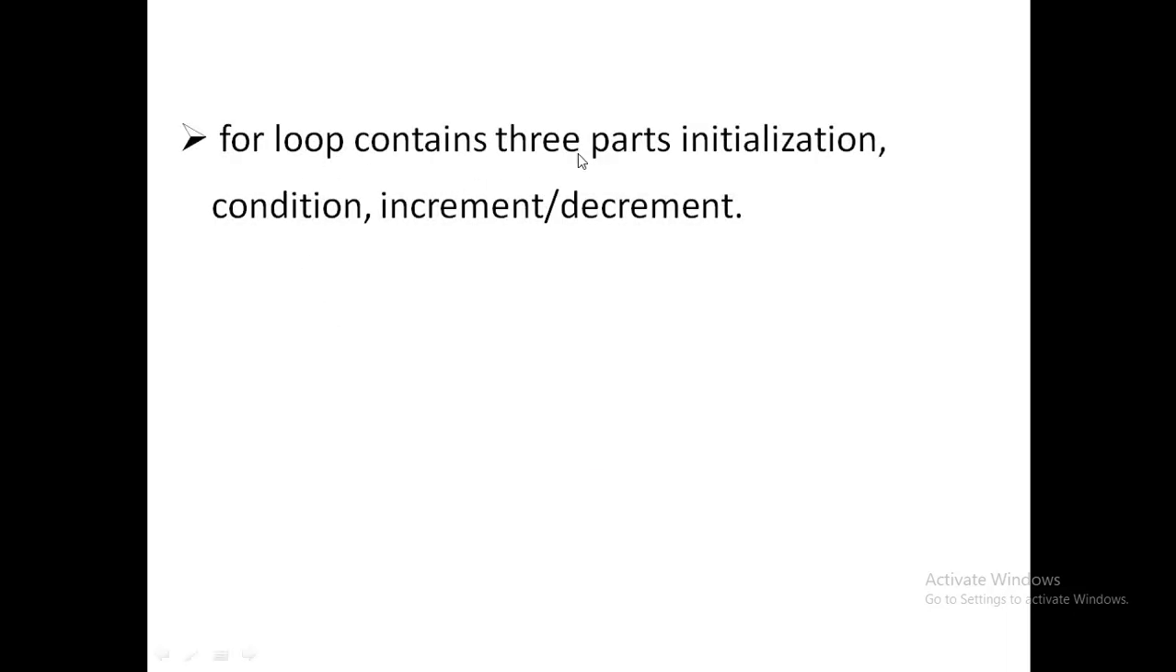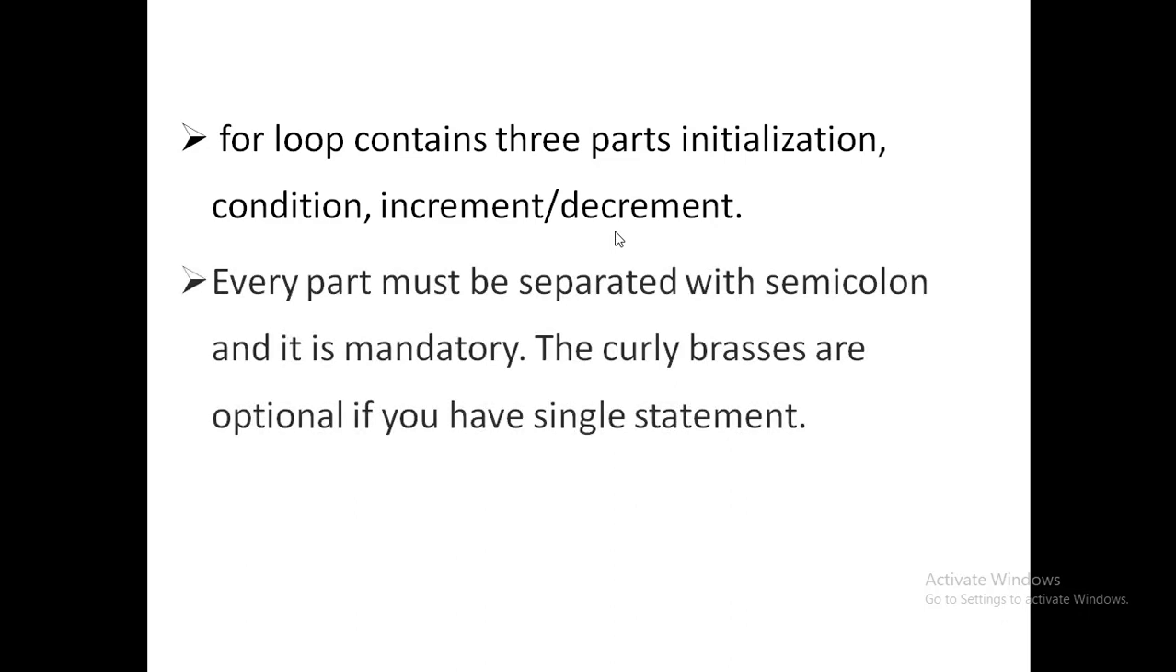A for loop contains majorly three parts or three sections. The first one is the initialization section, the second one is the condition, and the third one is increment or decrement. Each and every part is separated by a semicolon and it is mandatory. Means all these three parts, initialization, condition and increment or decrement, must be separated with semicolons. Exactly two semicolons you have to use. Fewer than two or more than two semicolons lead to a compilation error.